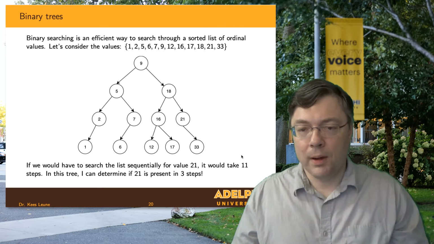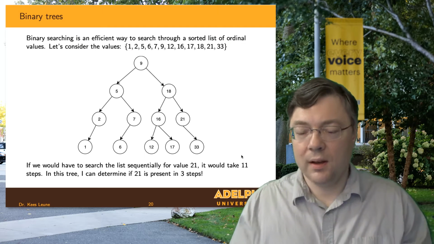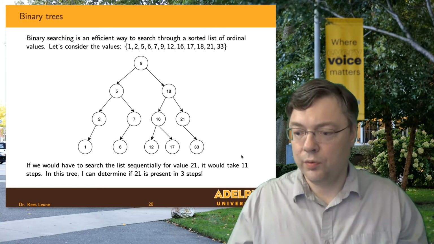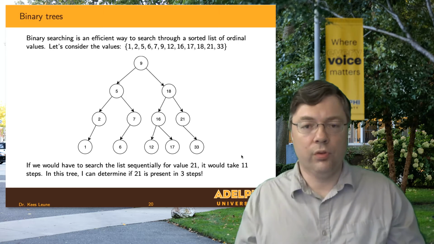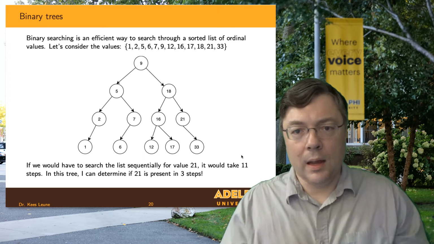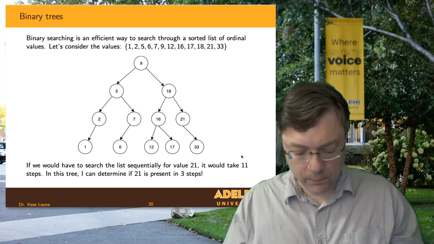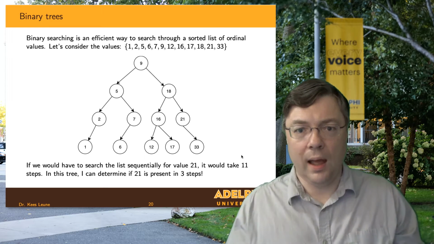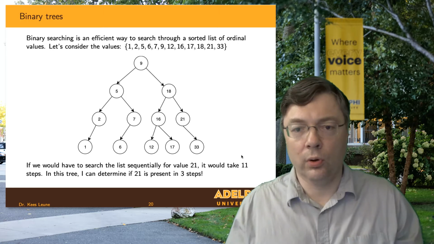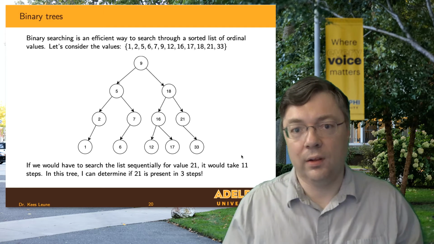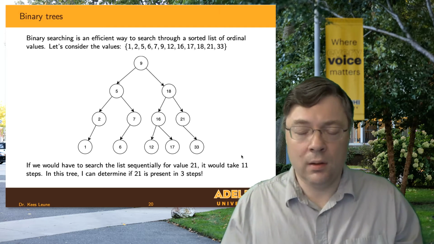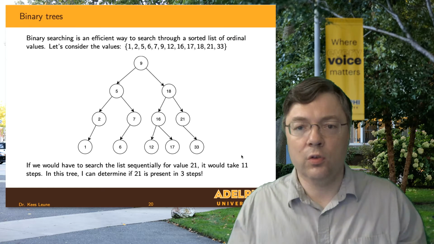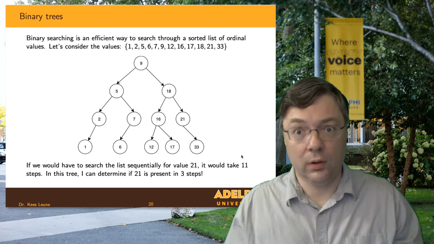So let's take a look at binary trees in this case. Now let's say that I have this collection of values. There's a bunch of numbers there: 1, 2, 5, 6, 7, 9, 12, all the way up to 33. Now keep in mind two things. One, it's numbers, and numbers can be sorted. If I don't have a value that is sortable, in other words, it's not an ordinal value, then it's not going to be possible to use the binary tree like this. So we're going to assume that whatever values we're looking for are ordinal values.